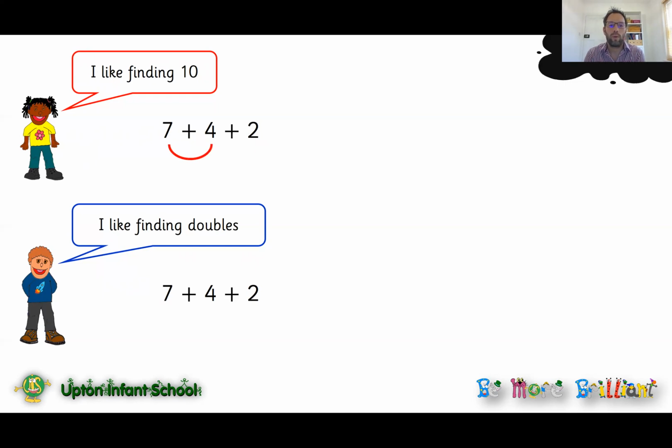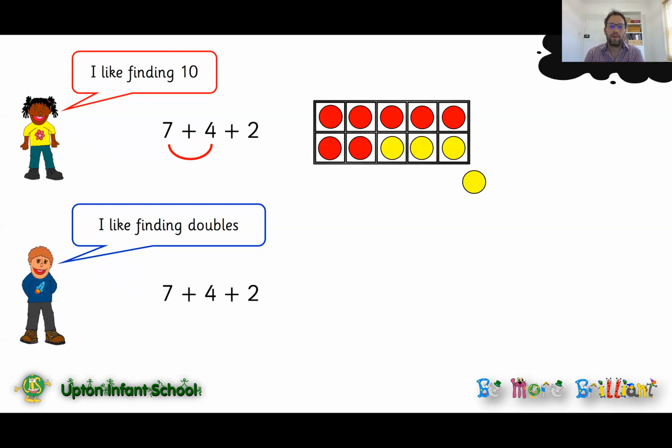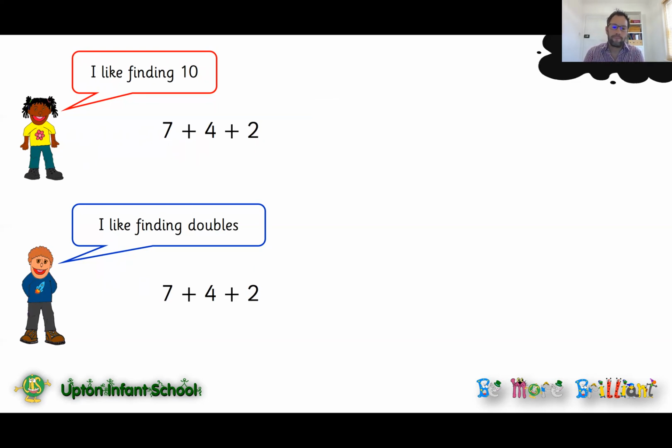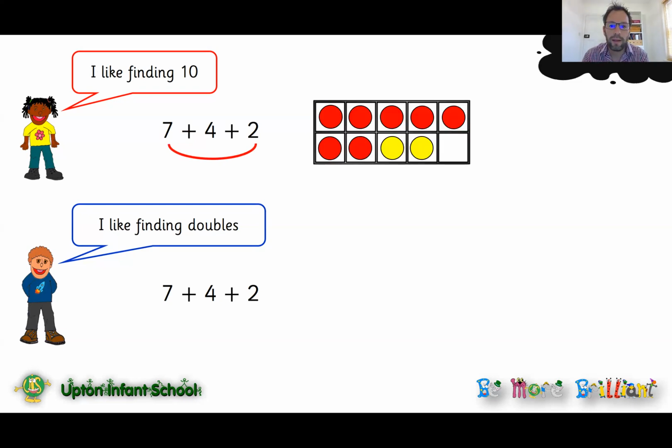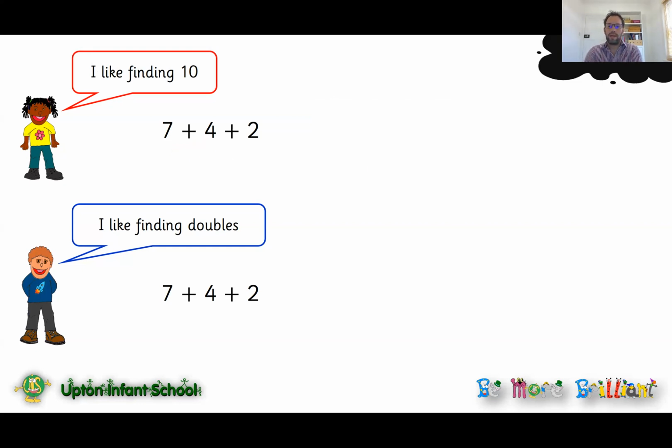Oh, look, Poppy is trying to make 10 with 7 and 4. Poppy, can you show me that on a tens frame? Oh, look, 7 and 4 makes 11. Doesn't make 10, does it? Good try, Poppy. Try something else. Oh, look, 7 add 2. Show me that on a tens frame, Poppy. 7 add 2. No, that makes 9. So that didn't work at making 10, did it?